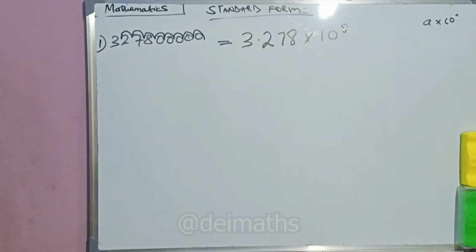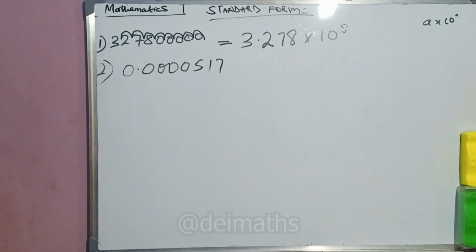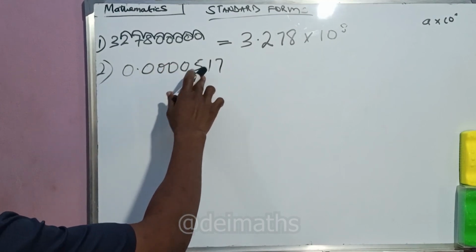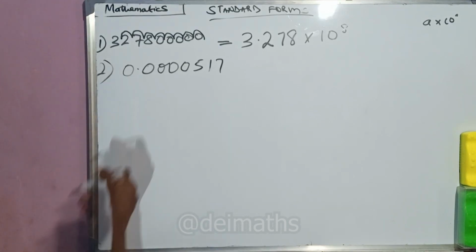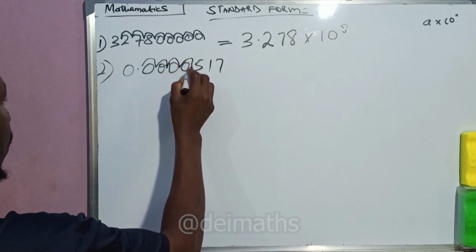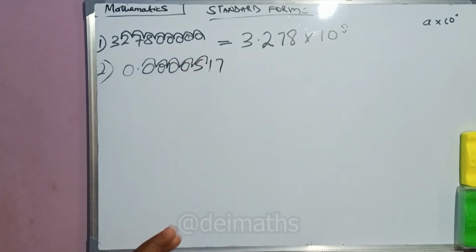Now let's use a negative number. Okay, let's consider this number now, 0.0000517, and we want to convert it to standard form. What do we do? We start from left to right, starting from the decimal point. Now we count 1, 2, 3, 4, 5. The first integer becomes where you put your decimal point now.